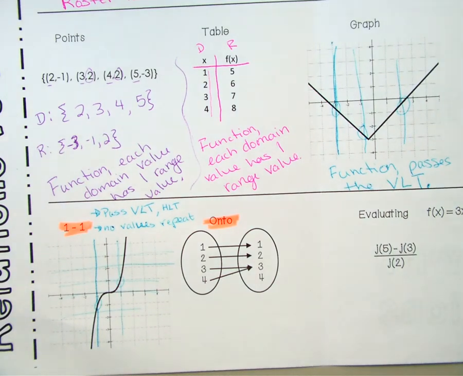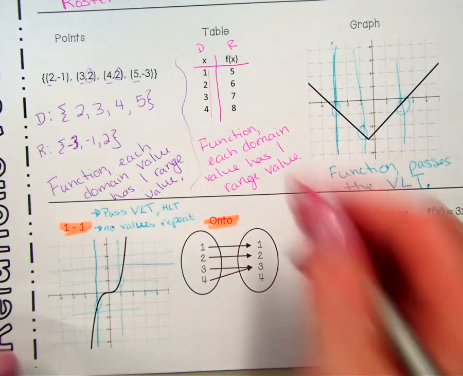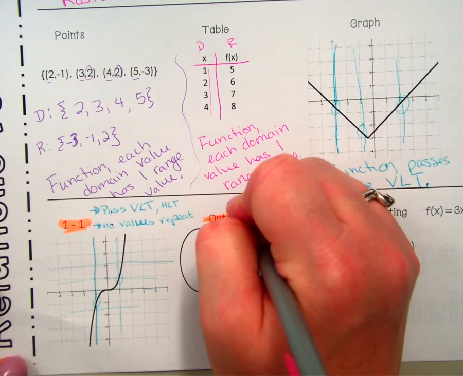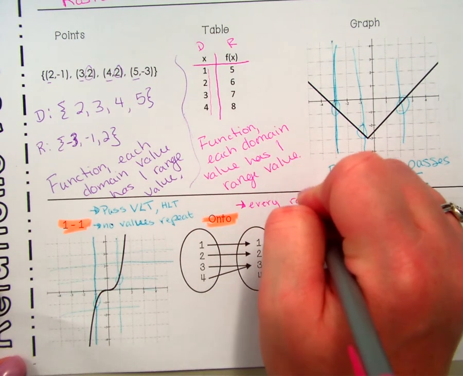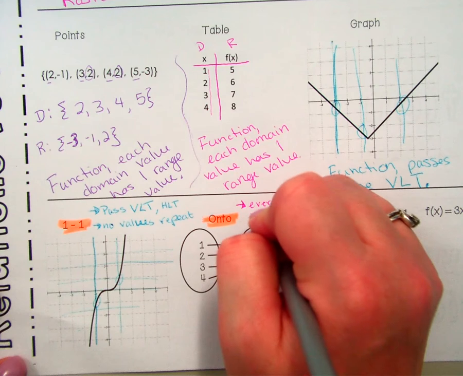All right. Next one, onto. An onto function means that every range value is used.